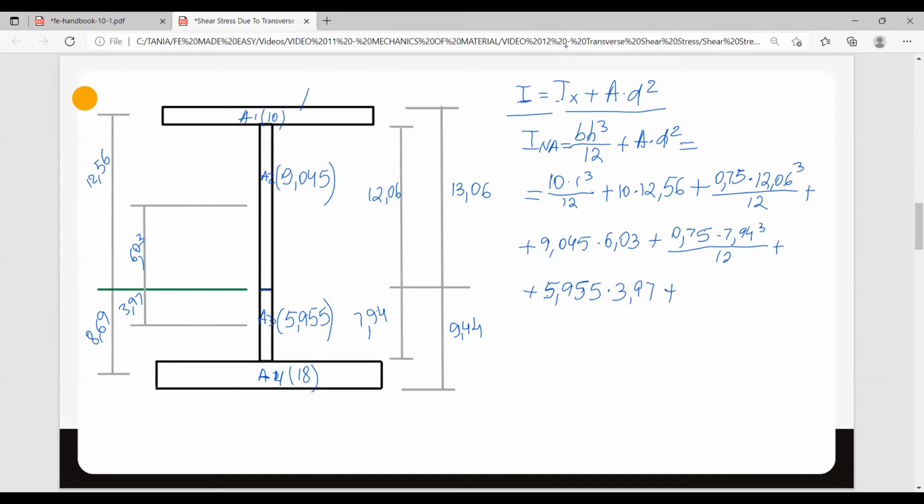Plus, for area number 4, we have 12 times 1.5 to the 3rd over 12, plus the area, which is 18 times d, which is 8.69, equals. I want to point out the importance of having your drawing as clean and clear as possible, because this will eliminate any mistakes and will accelerate your calculations.